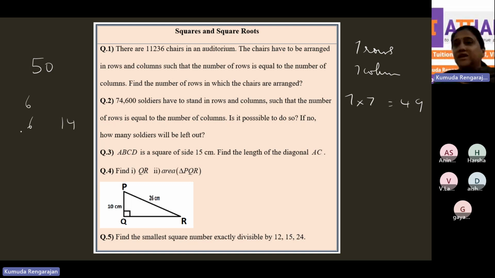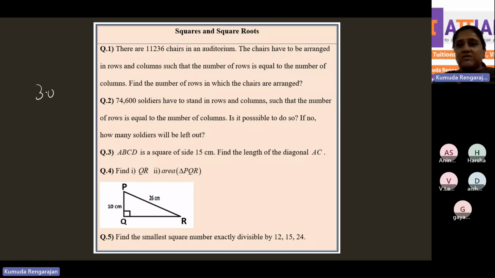So you can arrange it in different number of rows and columns. But the question is, find the maximum number of rows and columns in which the 50 chairs can be arranged. So the maximum, the highest possible is 7 rows and 7 columns, and 1 chair will be left out. Now answer this.